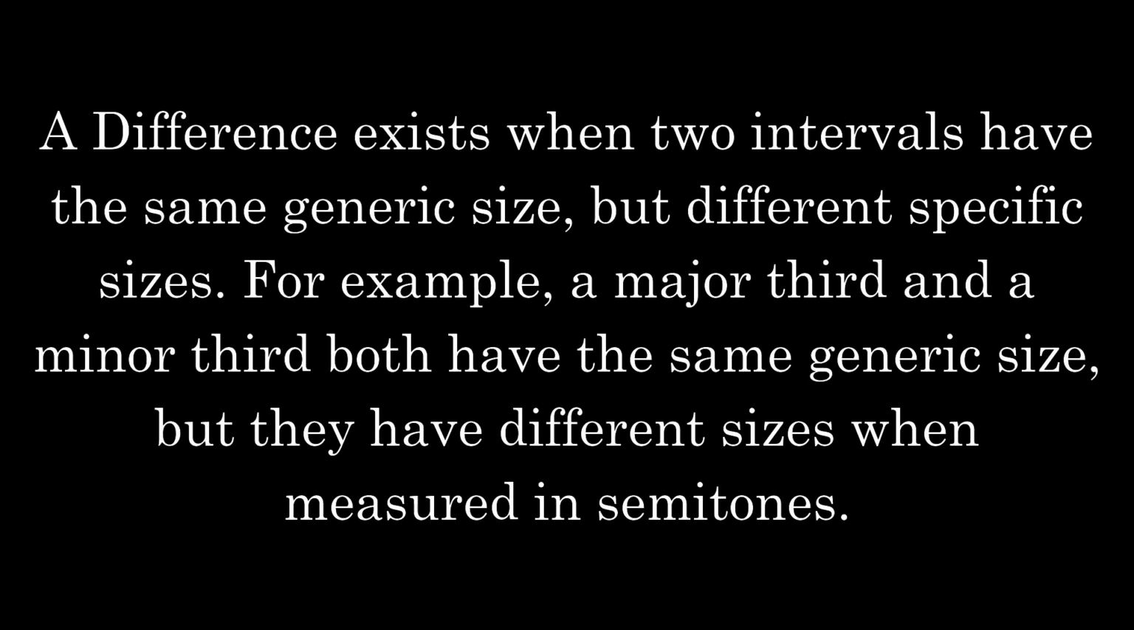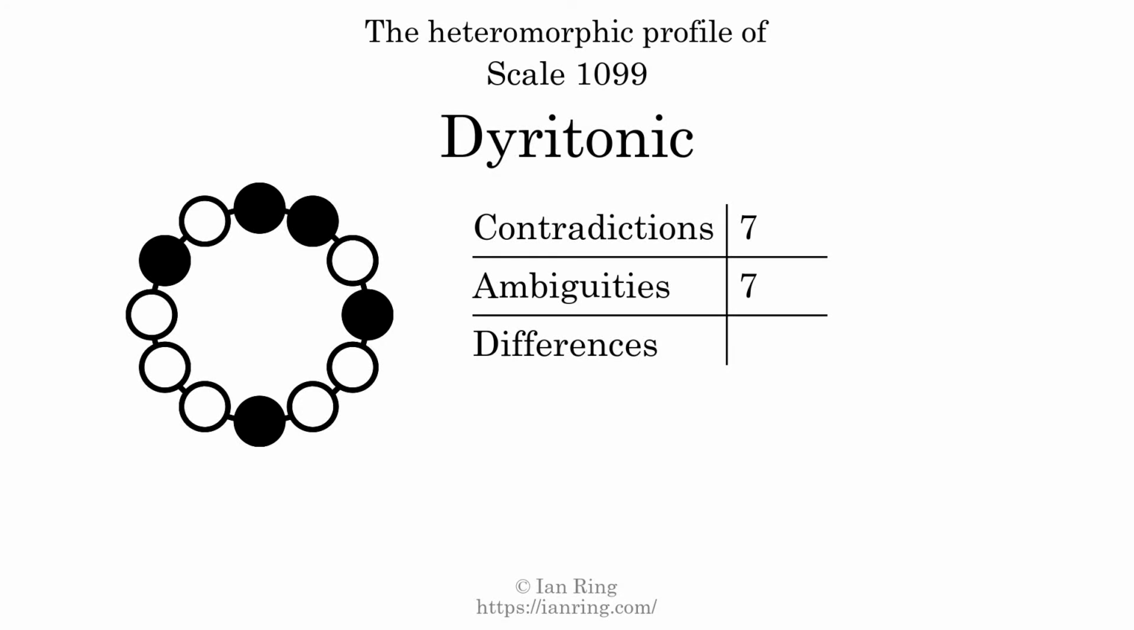A difference exists when two intervals have the same generic size, but different specific sizes. For example, a major third and a minor third both have the same generic size, but they have different sizes when measured in semitones. The number of differences in this scale is 36.